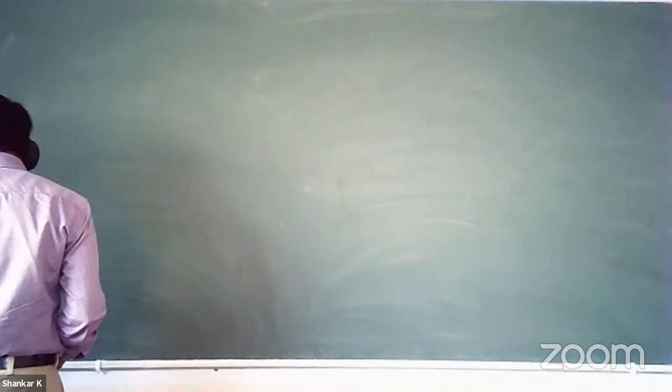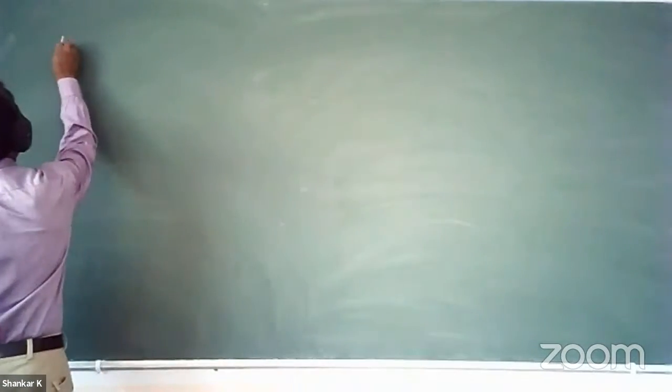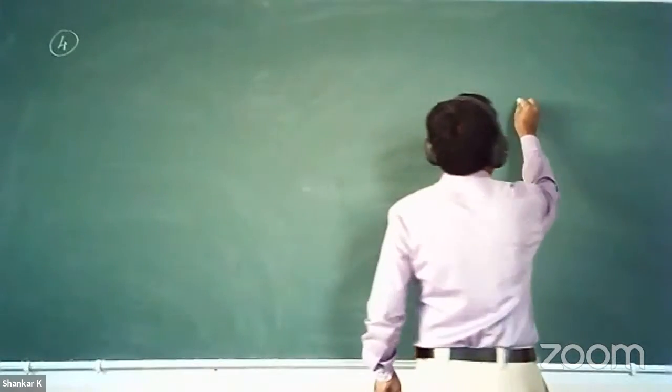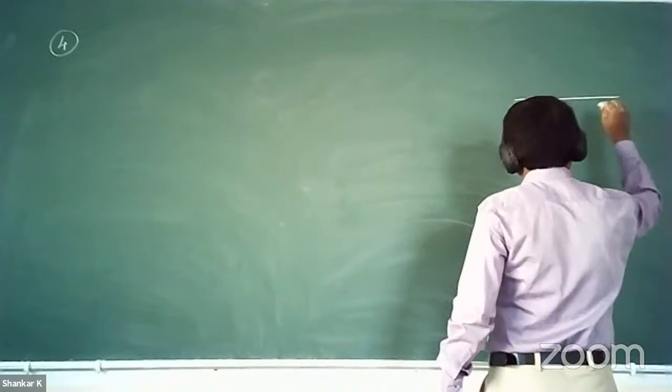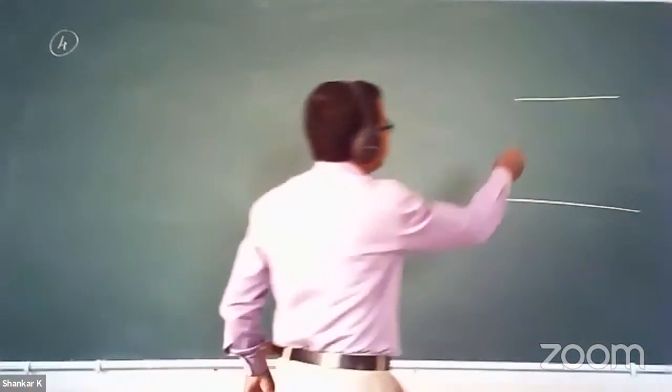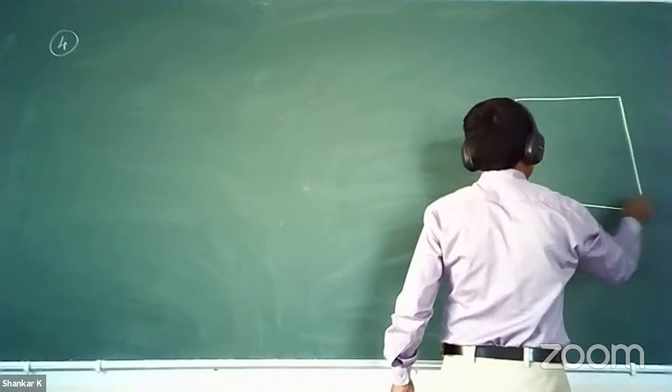Question number 4 is: ABCD is a trapezium in which AB is parallel to CD. DB is a diagonal. They have given a trapezium. What is a trapezium?